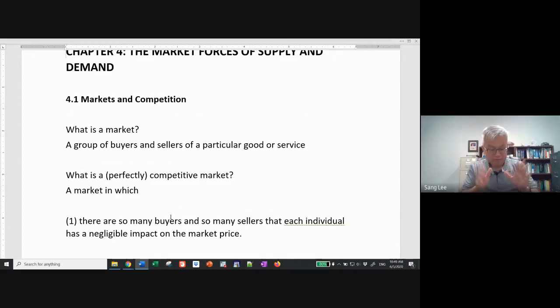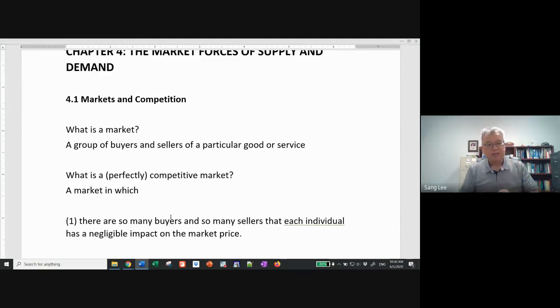Now, please remember this. For a market to exist, there should be at least one buyer and one seller. Without a buyer or seller, a market simply does not exist. Then what is a perfectly competitive market? So we're going to first define a perfectly competitive market and use this later as a benchmark.